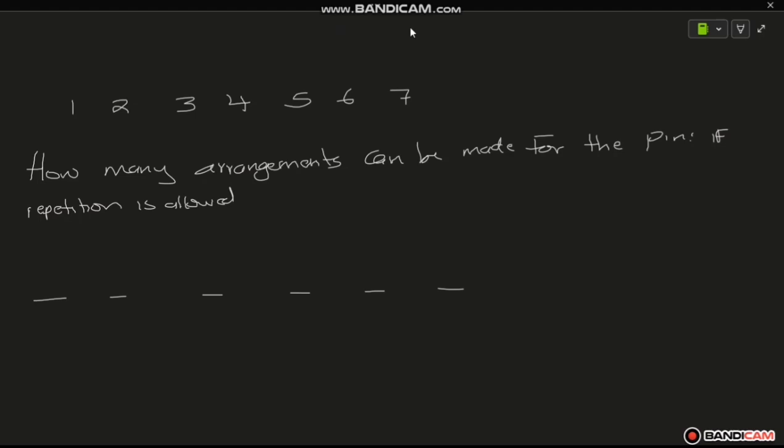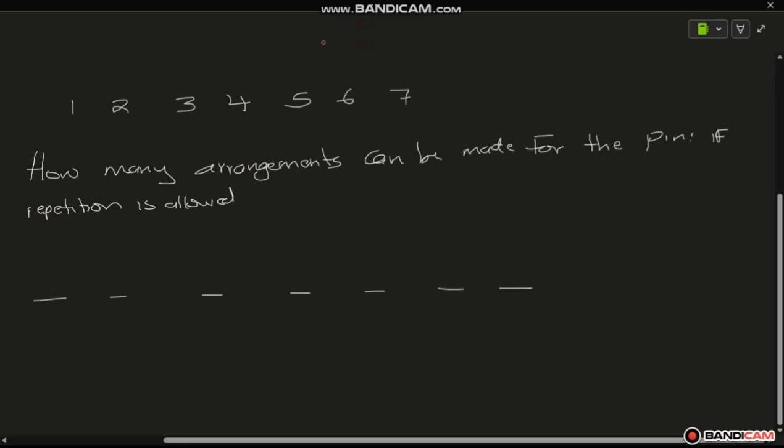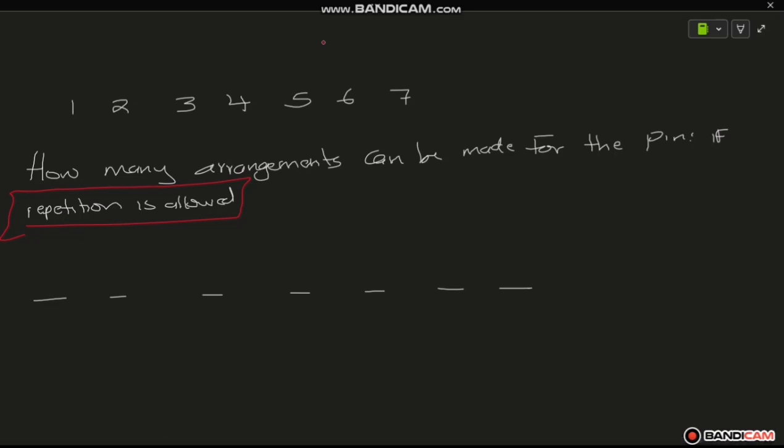So how many digits do I have now to make the arrangements or to make my pins? I have 7 of them. But now they say that repetition is allowed. So what does that mean? It means that if I choose one number, I can choose it again. Why? Because they said repetition is allowed. When they say repetition is not allowed, I take it out. So I have 7 numbers that I can choose from. I hope it makes sense.